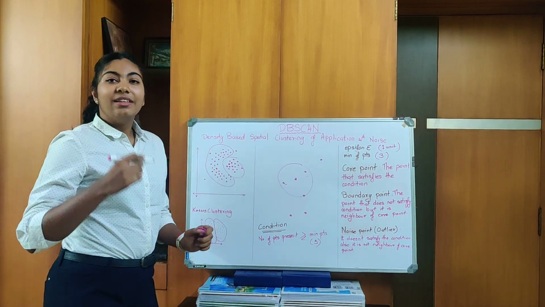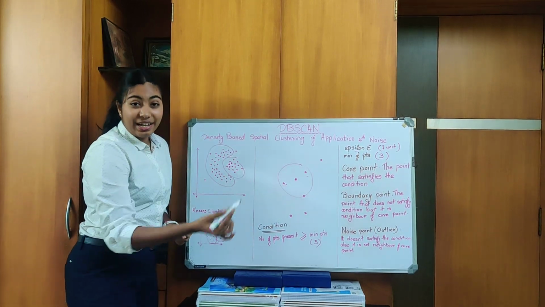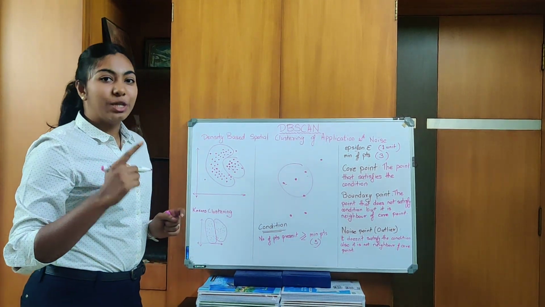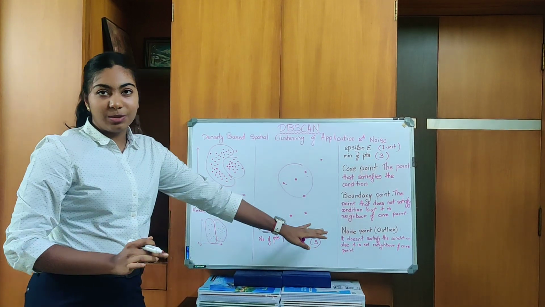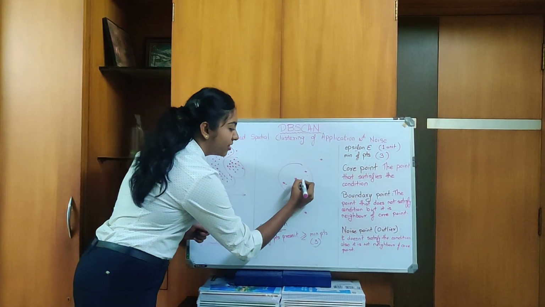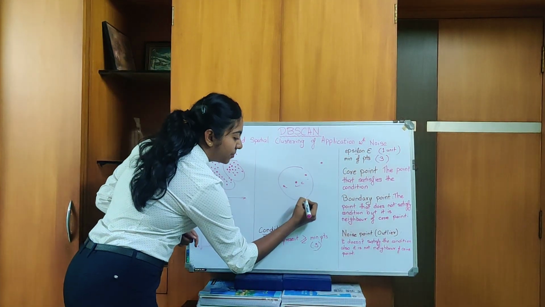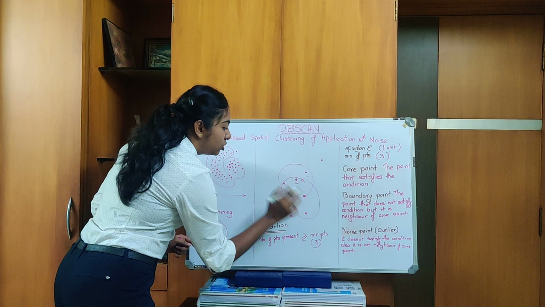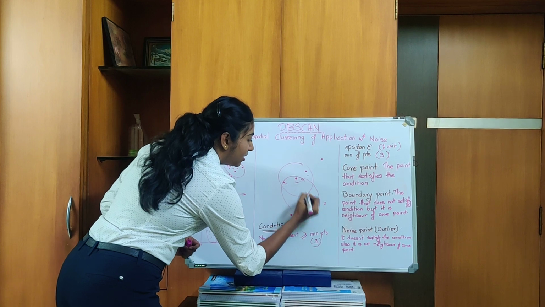Now what is the condition? The condition is that the number of points present in this circle must be greater than or equal to the minimum number of points. The number of points present is 3. It is equal to the minimum number required. So this satisfies the condition and hence it is a core point. Similarly, we will do the same for the second point over here. Again we draw the circle and count the number of points present: 1, 2, 3. Three points are present. It satisfies the condition, hence this is again a core point.